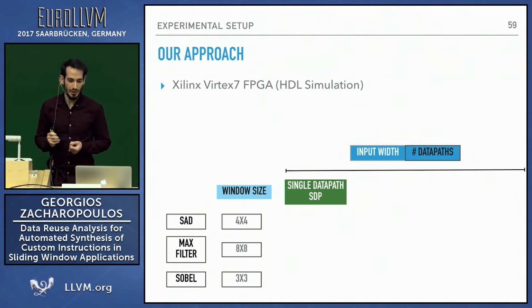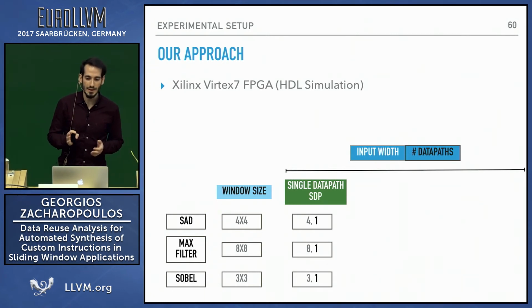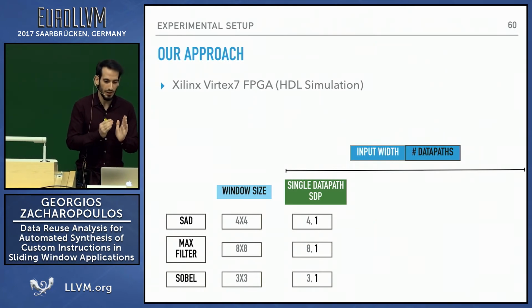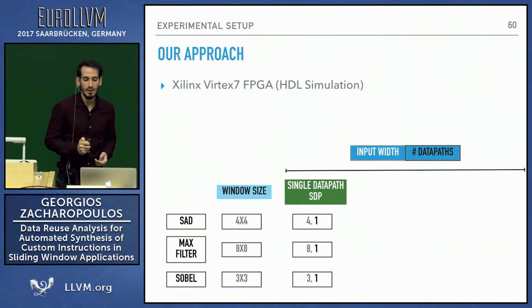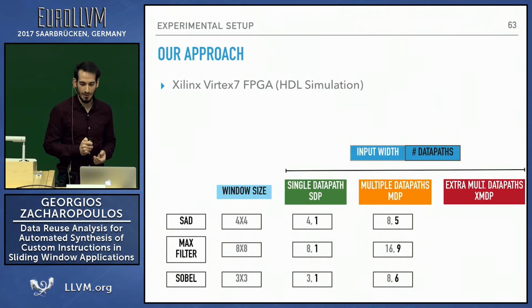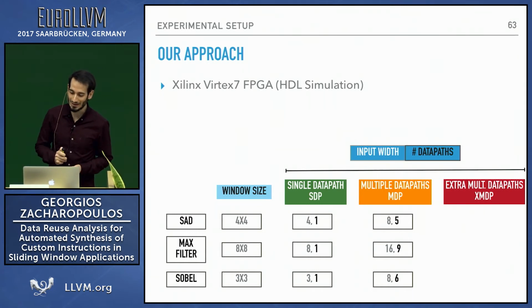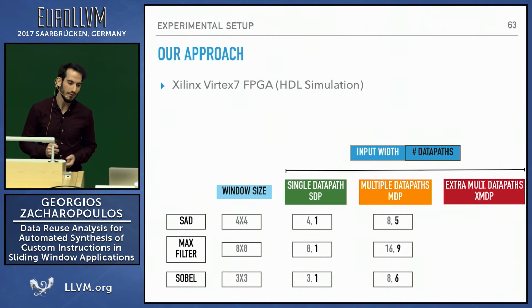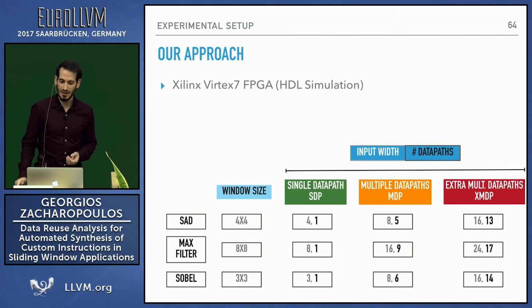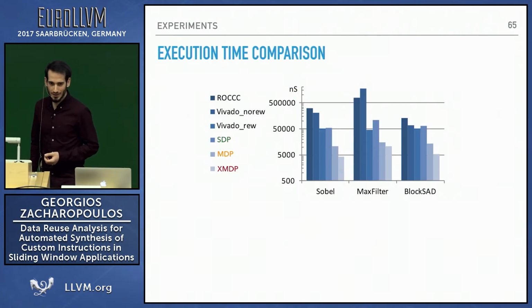The first configuration would be the single data path one. Single data path means that the input width available is exactly equal to the window size, horizontal width, as you can see here. Then the multiple data path approach, where the input width available is larger, and so we can have even more data paths. And then an extra large version of that, a bigger extra multiple data path approach, XMDP, as we call it here, which can give us an even larger input width and a lot more data paths. Okay, let's see those in play now.